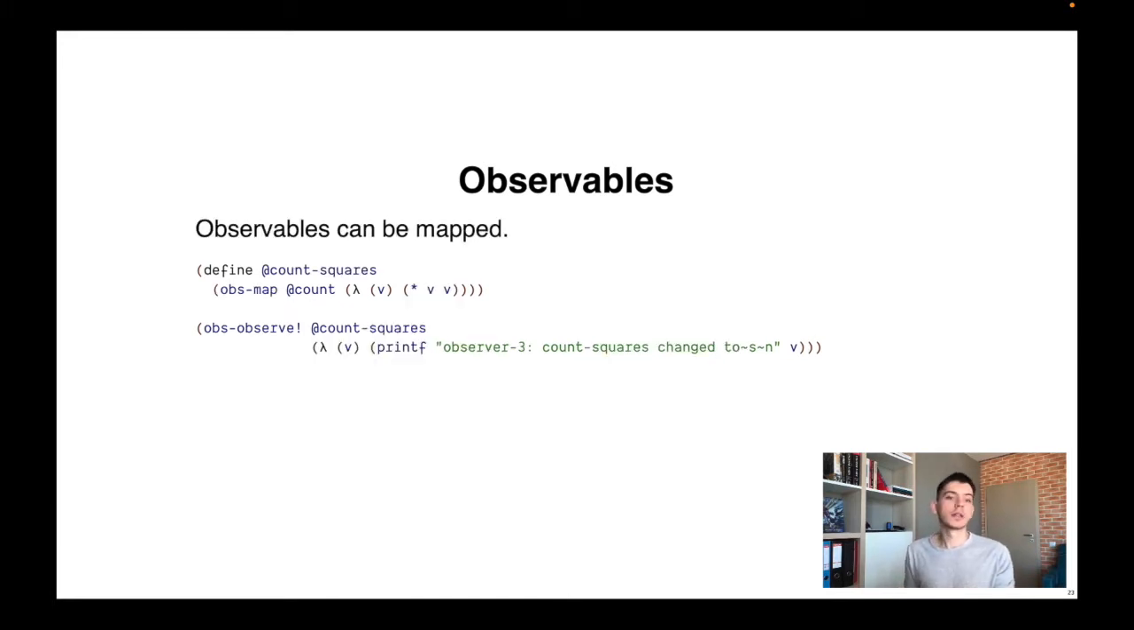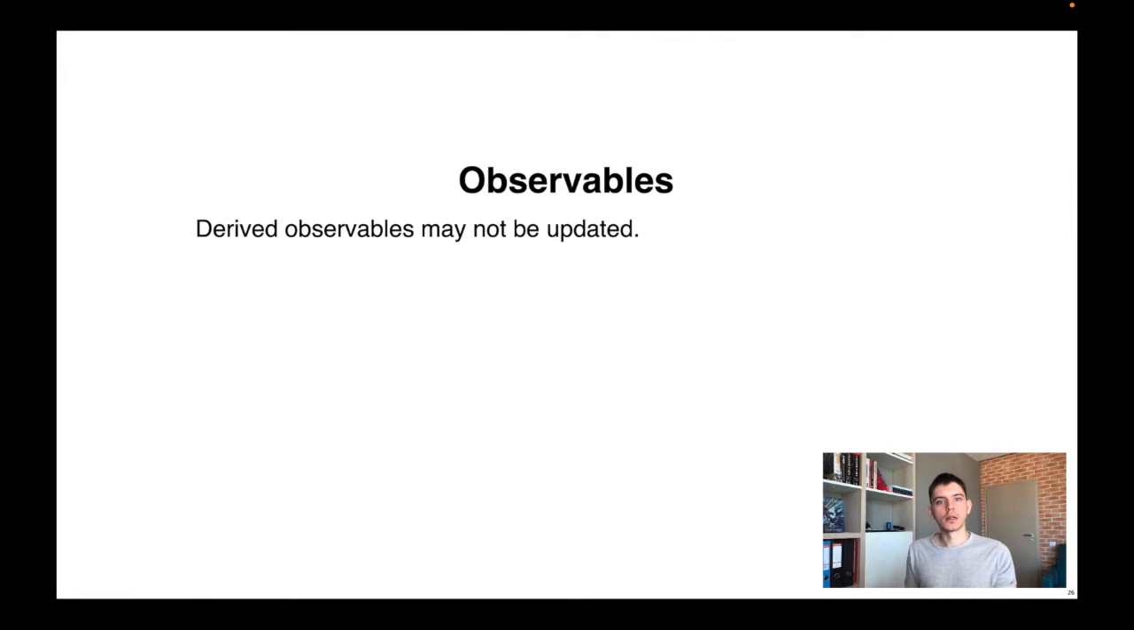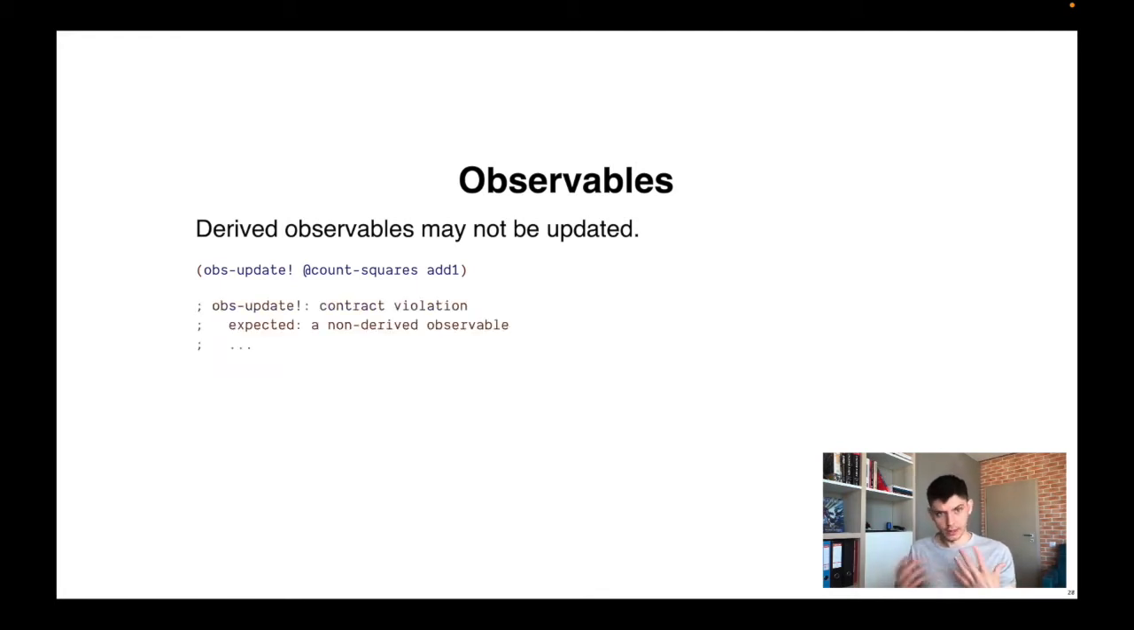Observables can be mapped. So we can take that previously defined count observable and map it using a function. In this case, we're just squaring the value, and then just like with regular observables, we can subscribe functions to these ones as well. And now when we push a change to the original count, both of its original observers trigger, as well as this new one that we've subscribed to a derived observable or a mapped observable. However, derived observables cannot be updated. And so if you try to update the count squares observable, that leads to a contract violation.